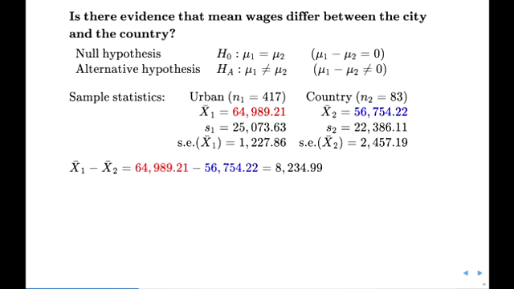All right, what we want to do is test the difference between the means. Okay, so our null hypothesis is that the two means are equal. So the basis of our test statistic is going to be the difference between the means, the difference between the sample means that we've calculated. Okay, so first of all, we'll calculate that. So x bar 1 minus x bar 2 is telling us that so far as our sample means are concerned, country wages are higher by $8,234.99. Okay, so that's the sample mean difference.